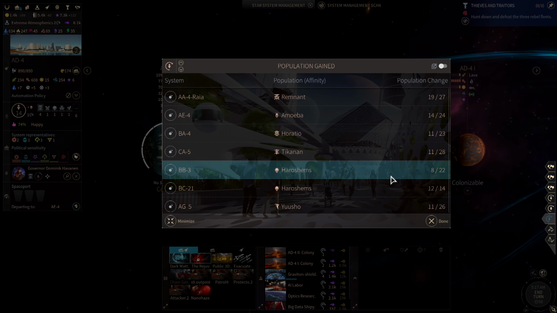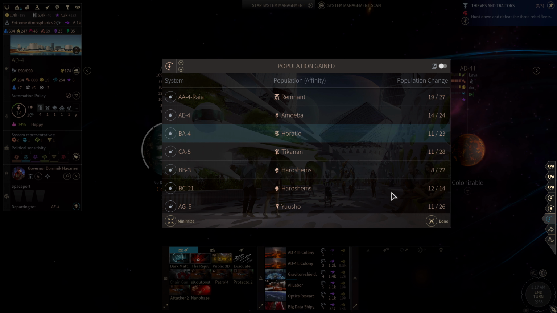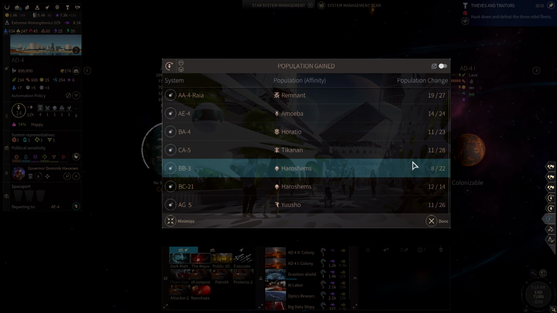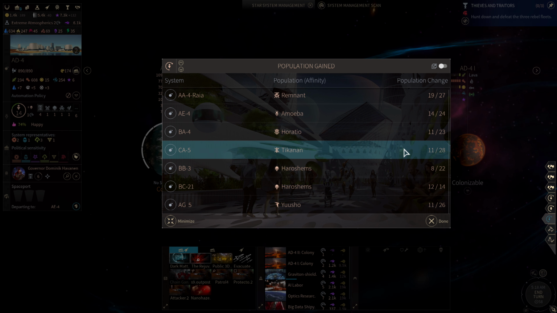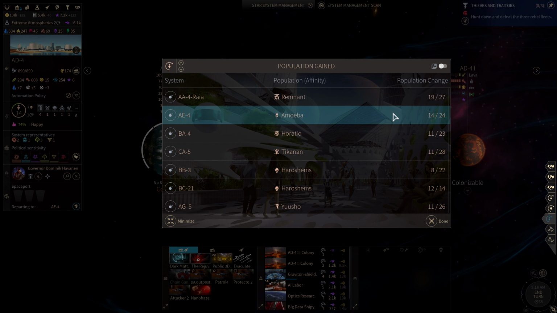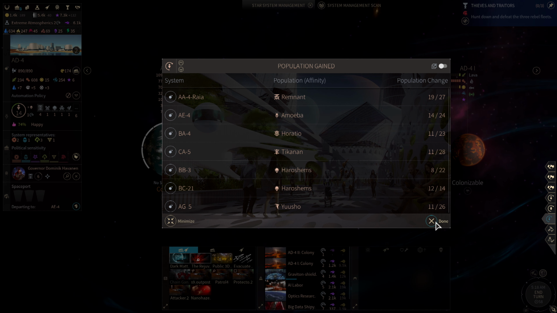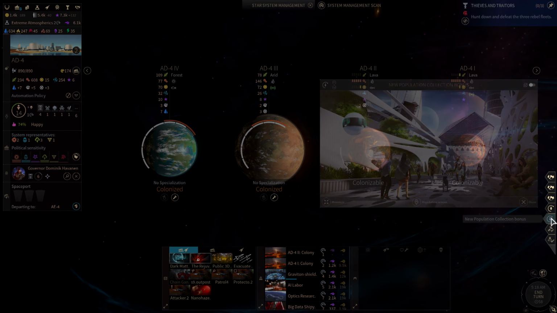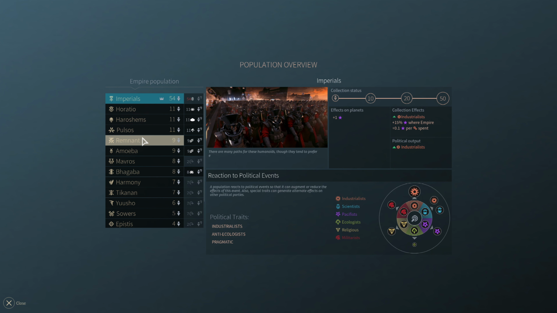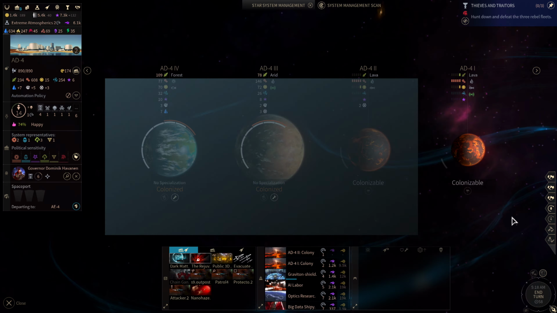Populations in these spots. So you have a couple of systems that have a lot of capacity. AG has a lot of colonization capacity. BB has lots of room. CA has lots of room. AE has 10 spaces left. So getting some room. Remnants looks like we have 10 before I shuffled them around.